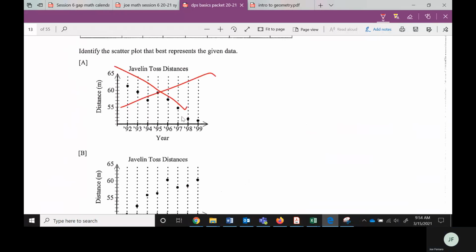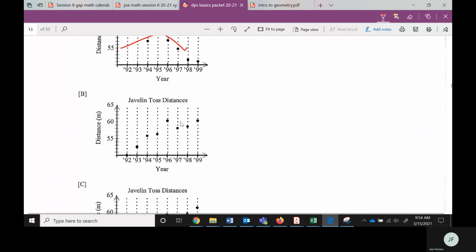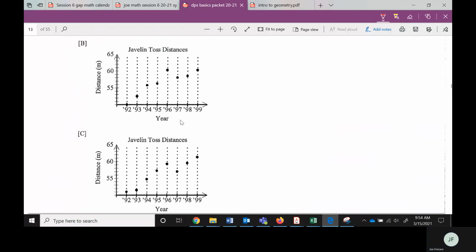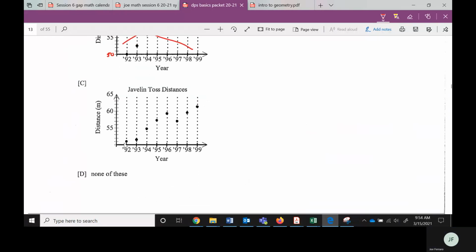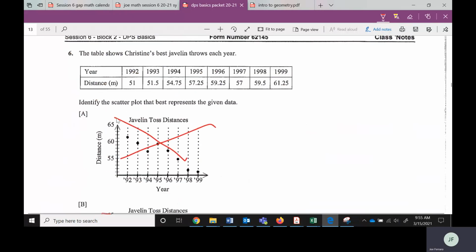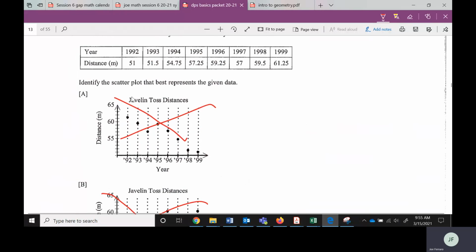Okay, 1992. If this is 55, 54, 53, 52, 51, 50. So this says 50. Okay. So this one is gone. Now, this is 51. So this one could be correct. A and B are out just based on 1992.